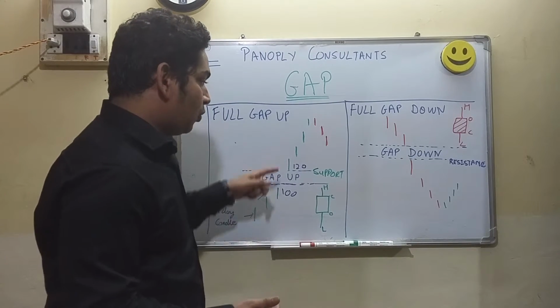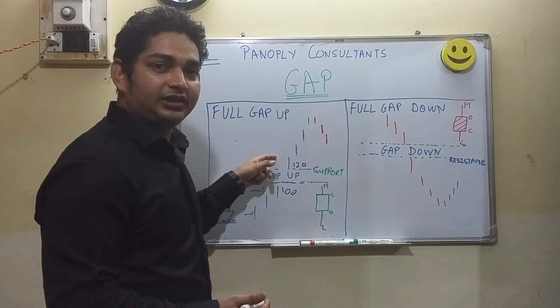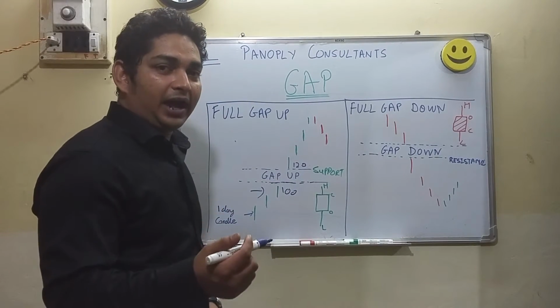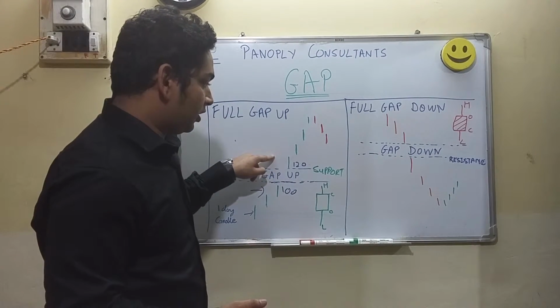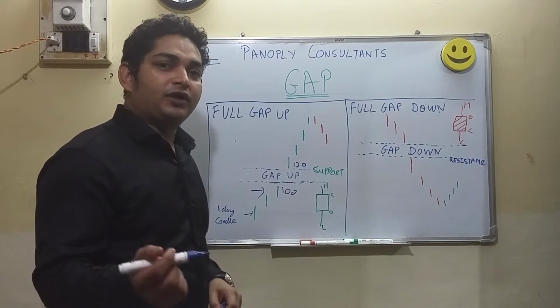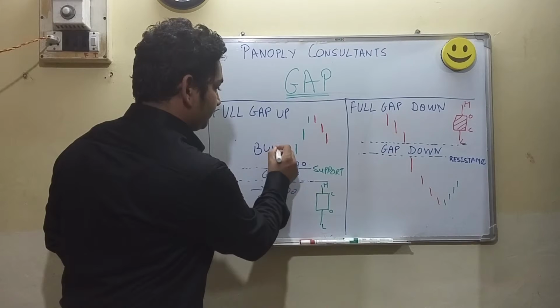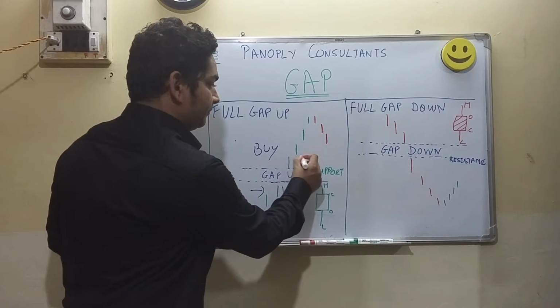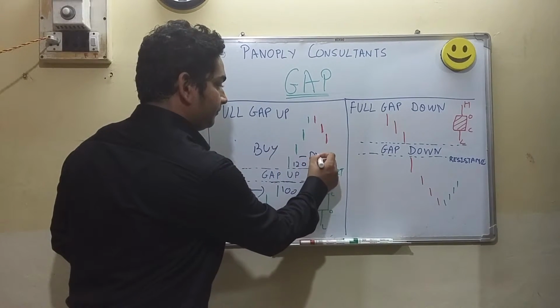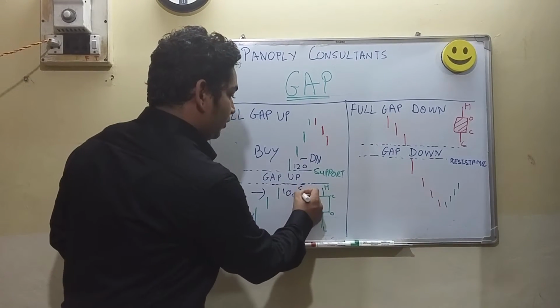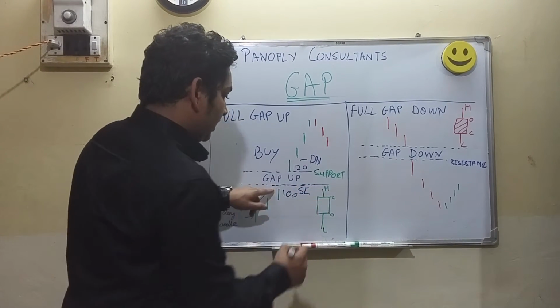which also acts as a support. Now whenever we see this kind of situation, it's very logical to play a buy in this particular stock. The basic entry point for this stock would be to go on a buy at this particular day, and the stop loss for this trade would be at this level.